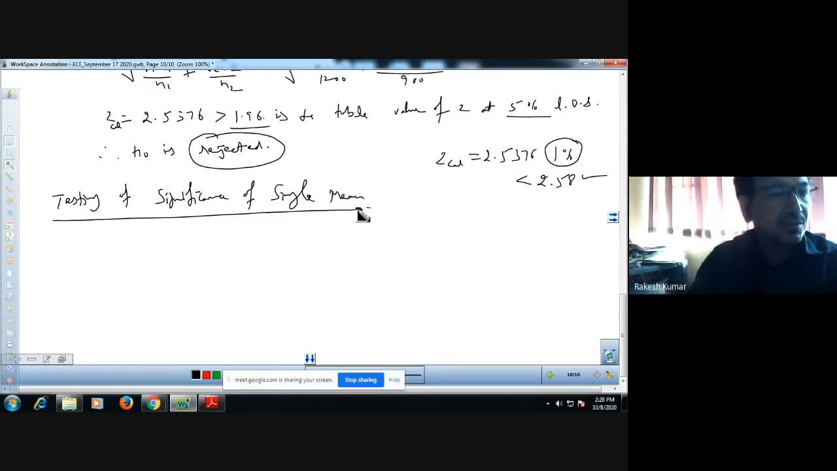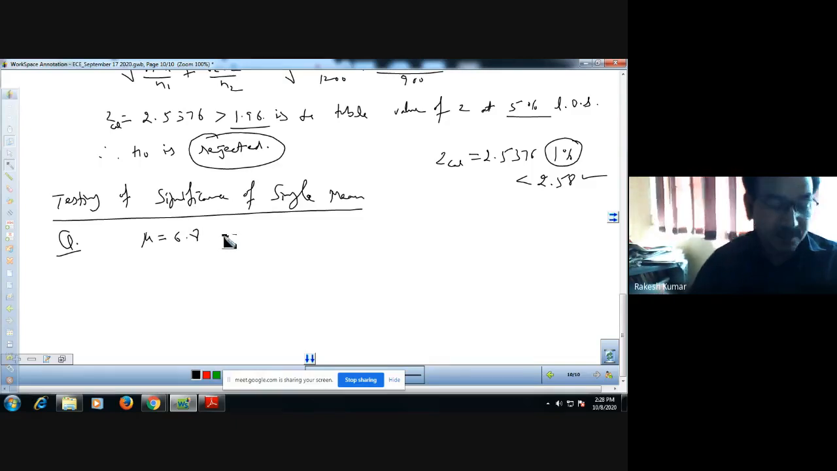So you can make the testing of this if a single mean is given. Straightaway come to the questions, very easy to apply. A question is given. A normal population has a mean 6.8. So mu, the population mean, is taken as 6.8 and the standard deviation is 1.5. This is given to us.